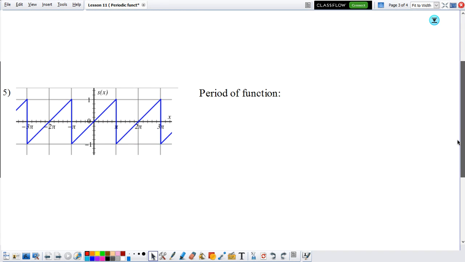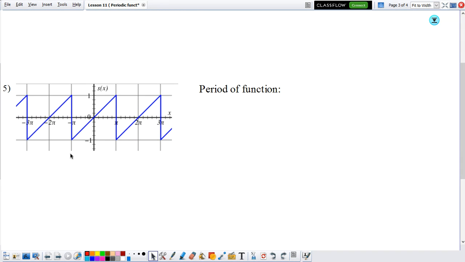Let's look at our final example here. Can this be an example of a periodic function, where it goes up, then down, and then to the right up, and then down, to the right up, and then down, to the right up, and then down? So it always follows the same shape. So this is periodic.